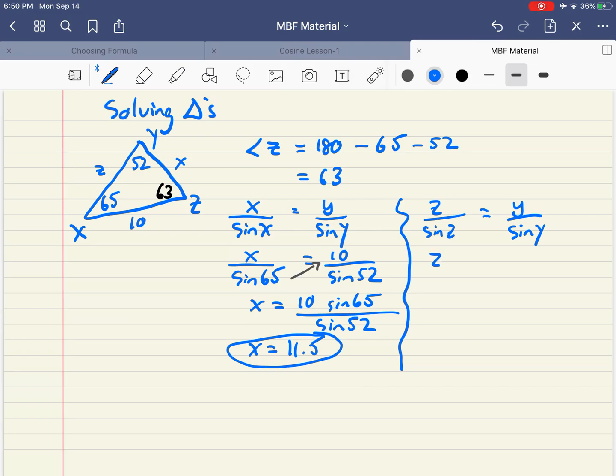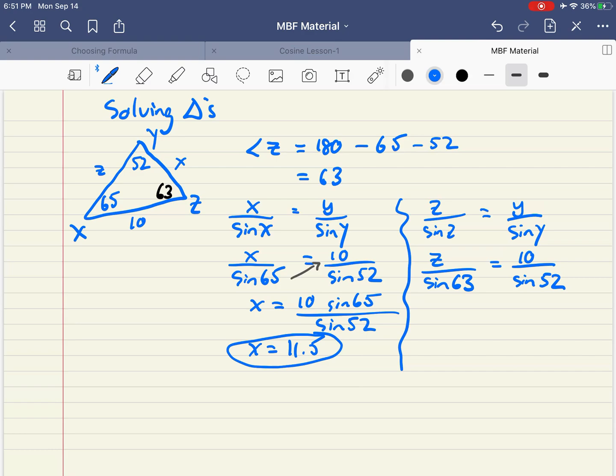Now side z I don't know, so leave that as a z. Angle z I know is now sine 63. That's angle z, and we solved that one earlier. And that's equal to the y's, so 10 over sine 52. So angle y is 52 and side y is 10.